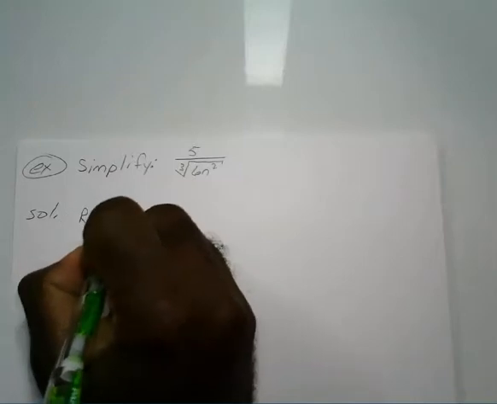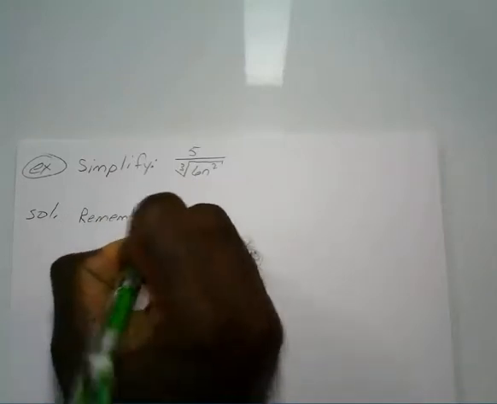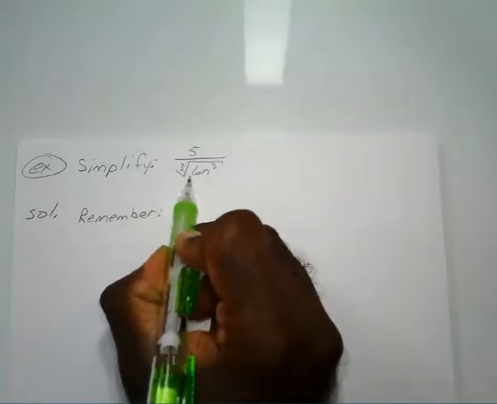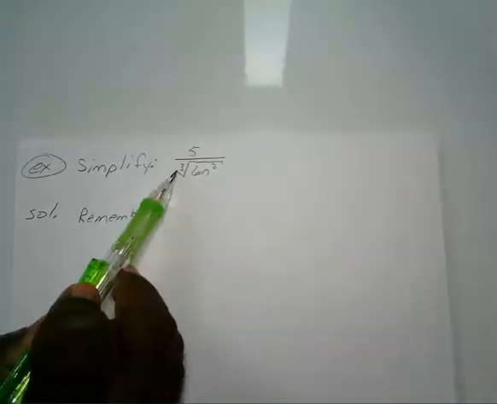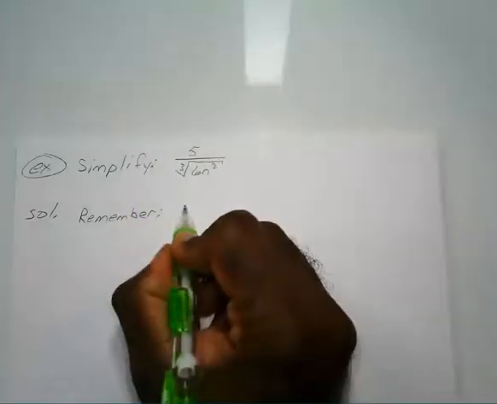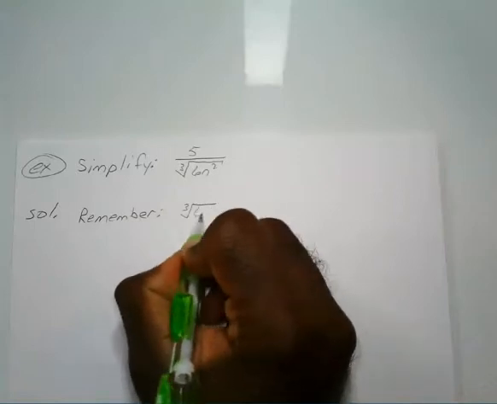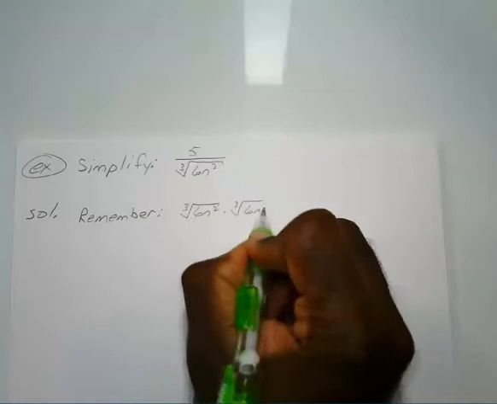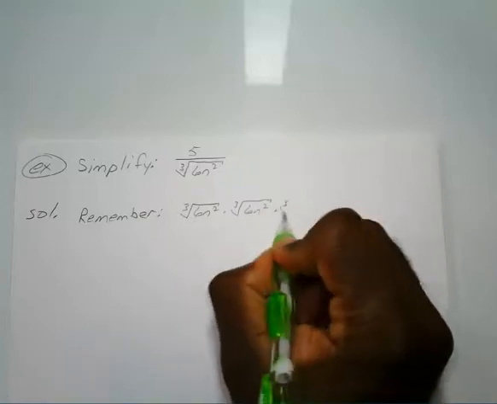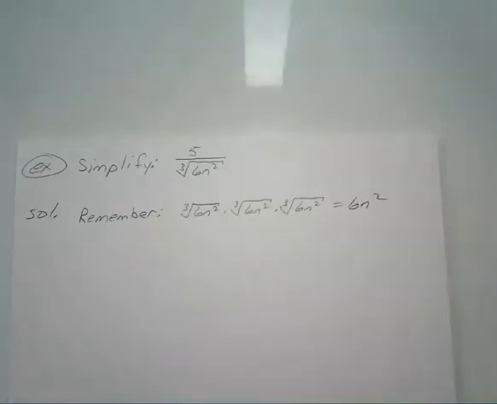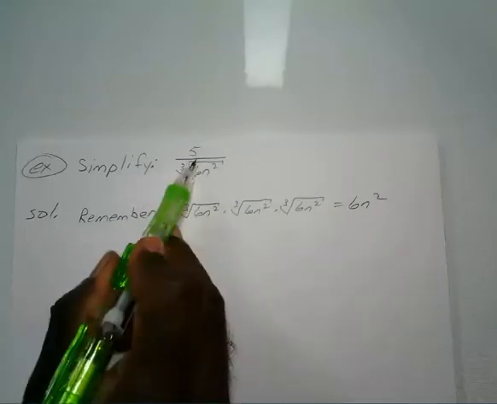So if we remember, before we even get started, that if we multiply the cube root of 6n squared 3 times, it'll get rid of that root symbol. Okay, so you have the cube root of 6n squared times the cube root of 6n squared times the cube root of 6n squared. That's going to equal 6n squared.